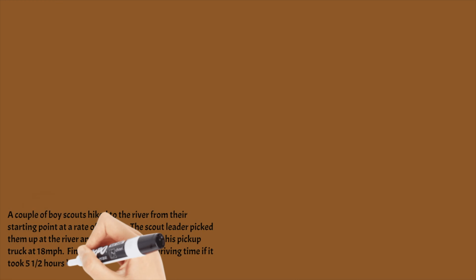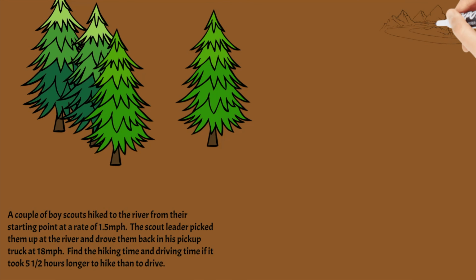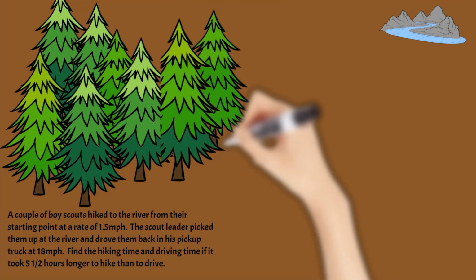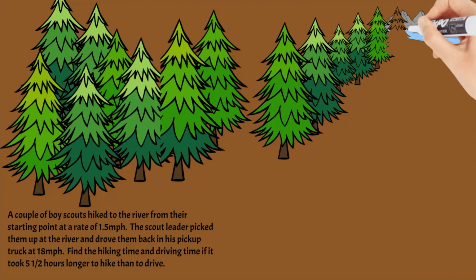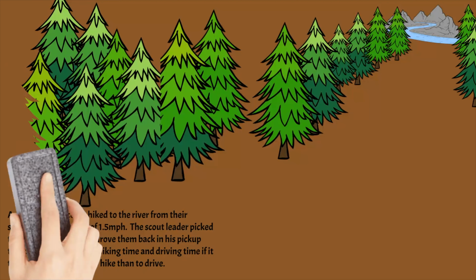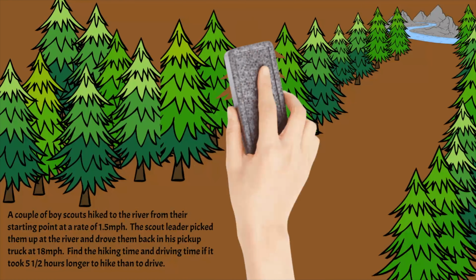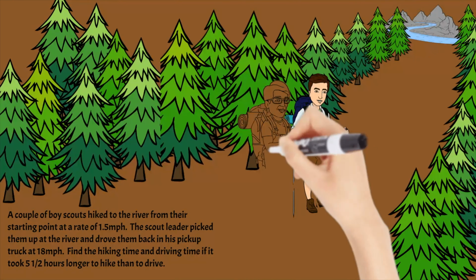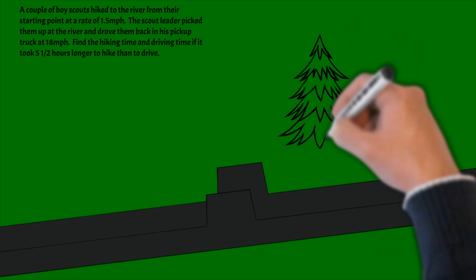Okay, so now we have a couple of Boy Scouts that decide to hike to the river from some starting point at a rate of 1.5 miles per hour. Then their scout leader decides, hey, I better pick them up in my pickup truck from the river because it has taken them a really long time. And his pickup truck travels at 18 miles per hour down the road to the river. So we want to find the hiking time and the driving time, if it takes 5.5 hours longer to hike than to drive down the road to pick them up.